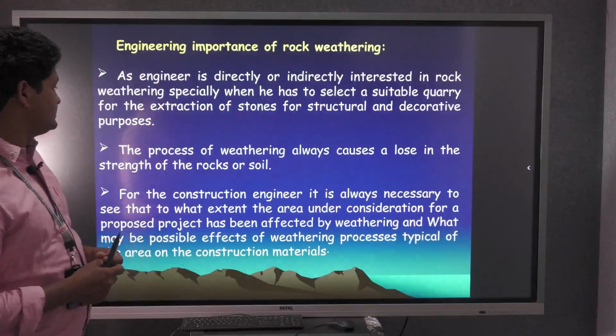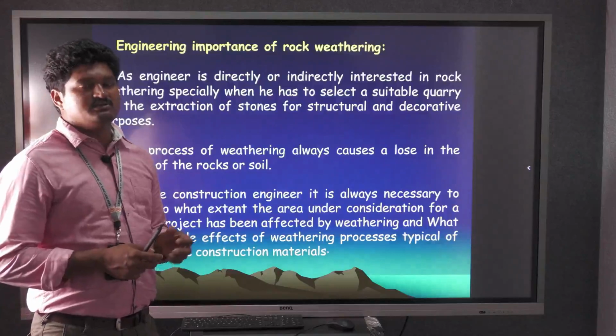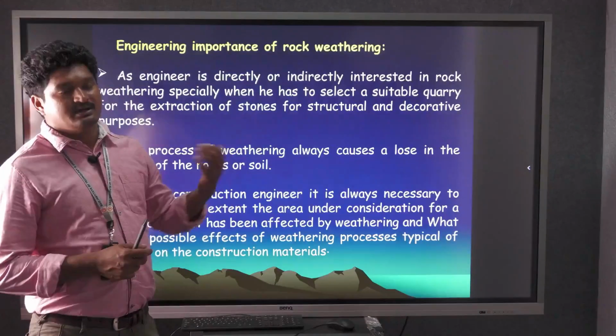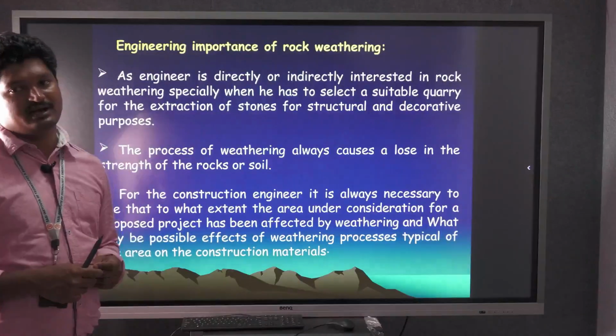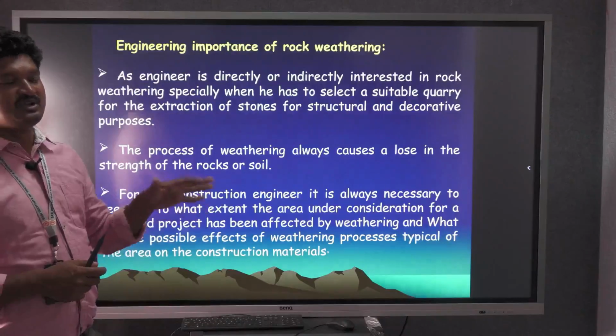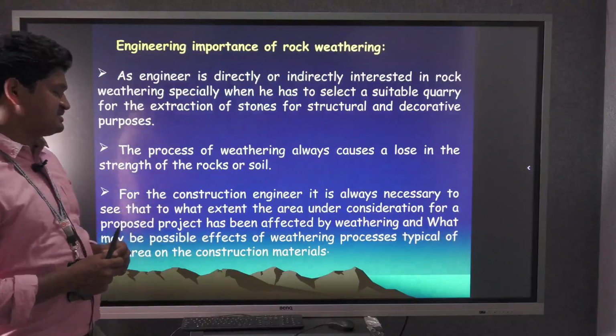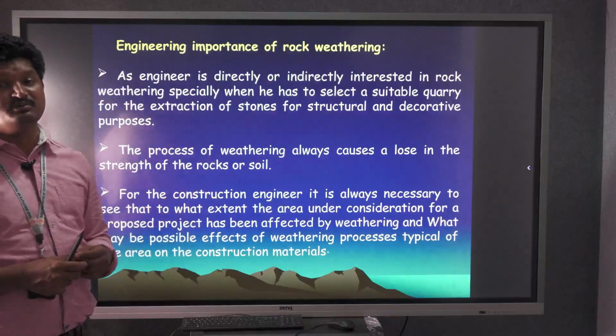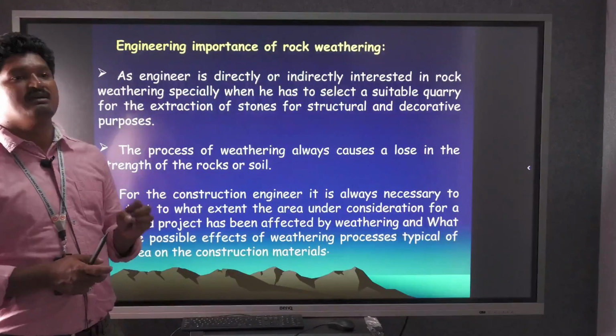So this is about weathering. Every civil engineer should know about the weathering process and acquire this supplementary knowledge. It will help in good construction, such as the construction of dams and any buildings. This knowledge will be very useful.